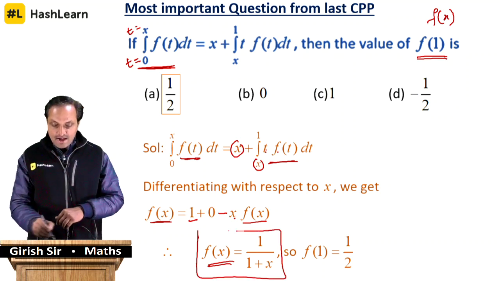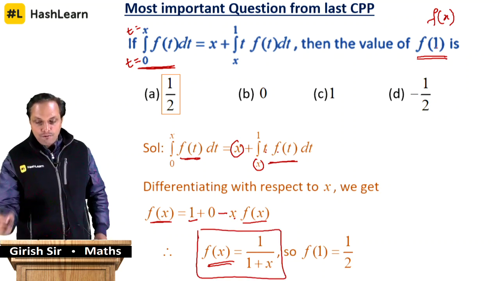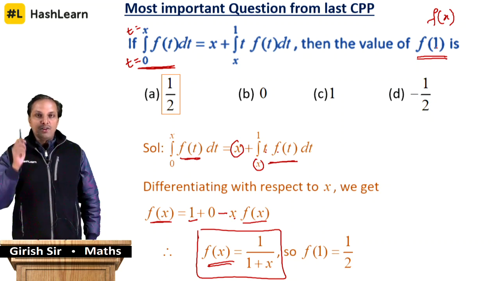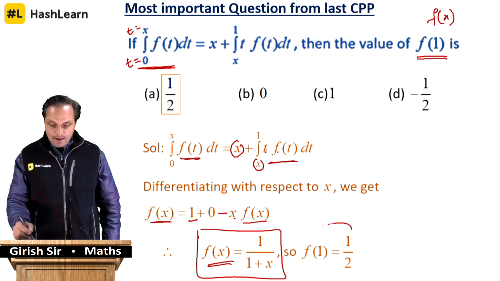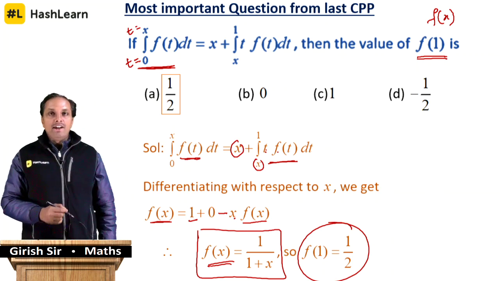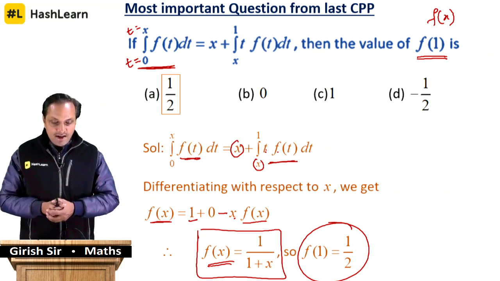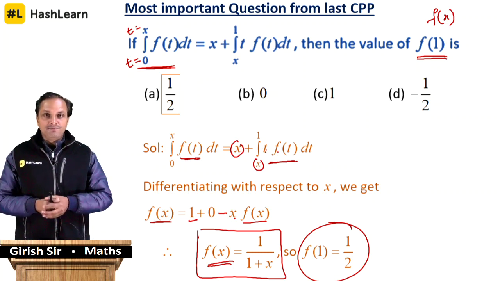Once you get f of x as 1 by 1 plus x, we need f of 1, which means you need to put x as 1. When you put x as 1, what happens? You will get f of 1 equal to 1 divided by 2. Is it clear? That is there in option A. Hope you all follow the steps.